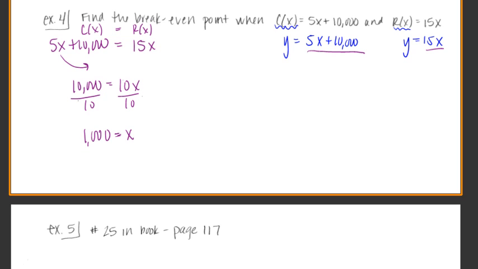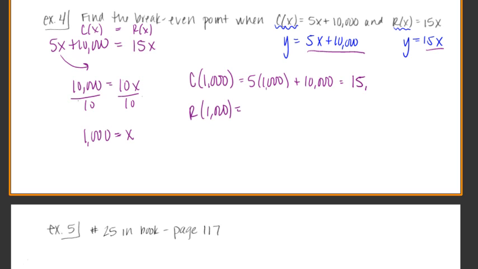Okay, so now that we have the x value, let's go back in and get the y value. And it really doesn't matter where I plug it into, either equation, so let's show it both. Let's find the cost when 1,000 items are produced, and let's find the revenue when 1,000 items are produced. The cost at 1,000 would be 5 times 1,000 plus 10,000. So 5,000 plus 10,000 is 15,000. And if I go to the revenue equation, it's just 15 times my x value. So 15 times 1,000 is 15,000. So right there, it is showing you why we're breaking even, because the cost is equaling the revenue.